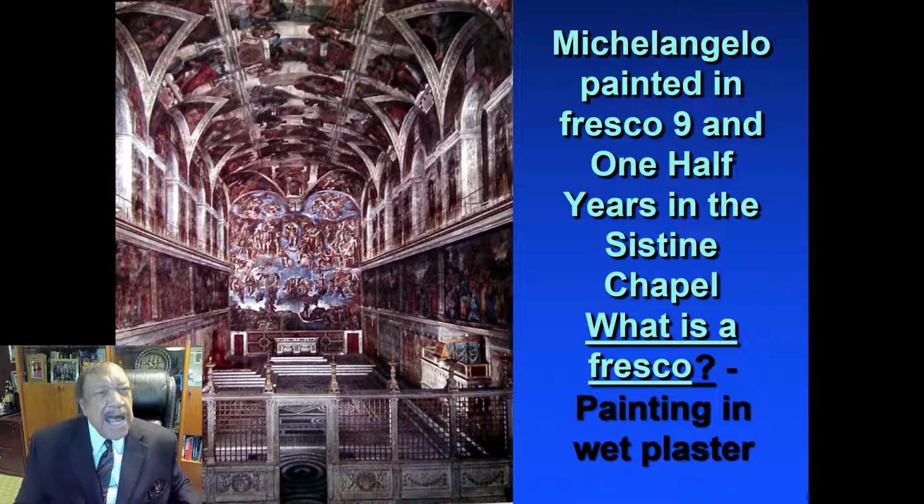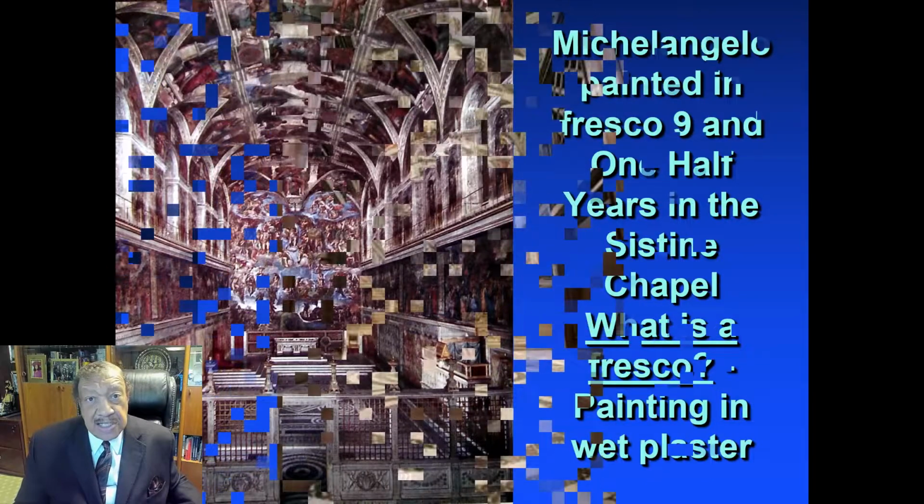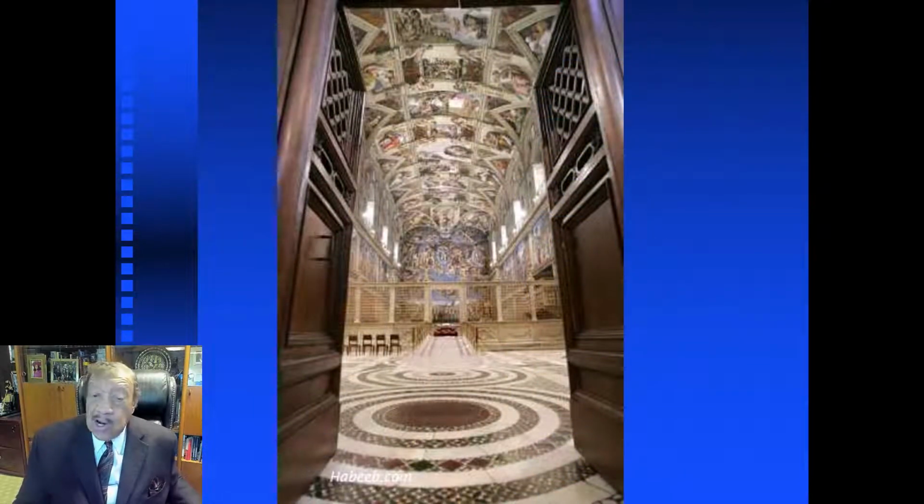So, 9.5 years. And he used a medium we call fresco. Most artists don't use that today, but it was permanent. It was almost like oil paint. In those days, it was painting mixed with wet plaster. Once dried, it was as solid and long-lasting.